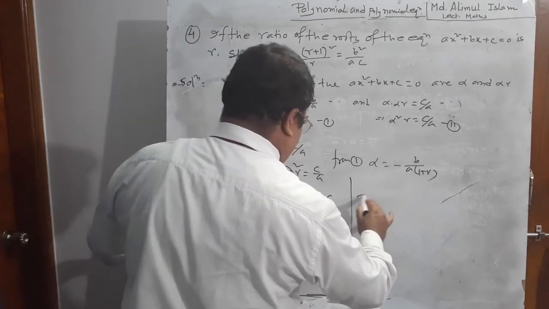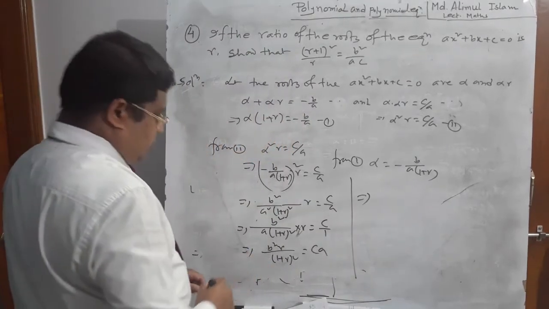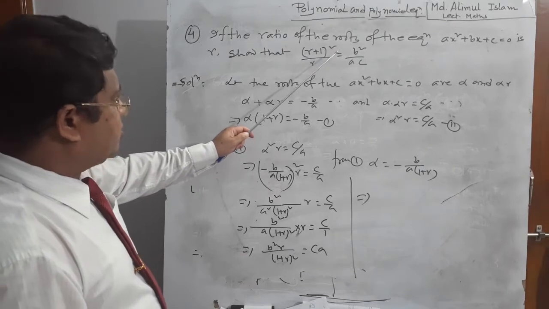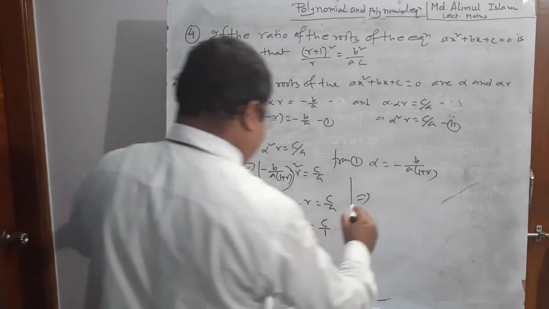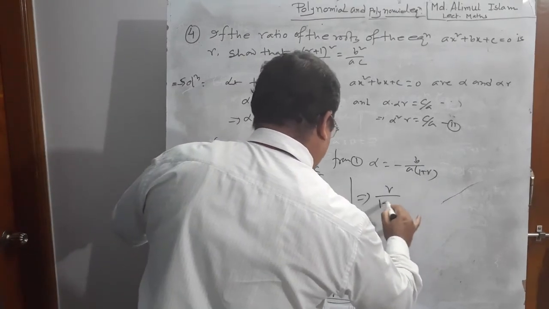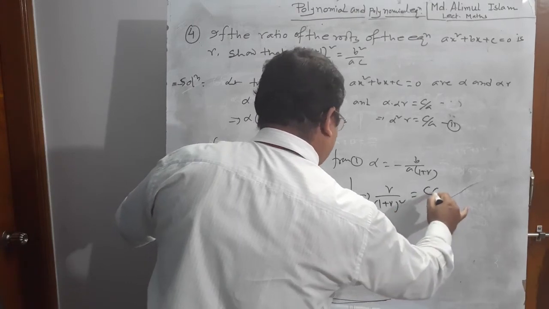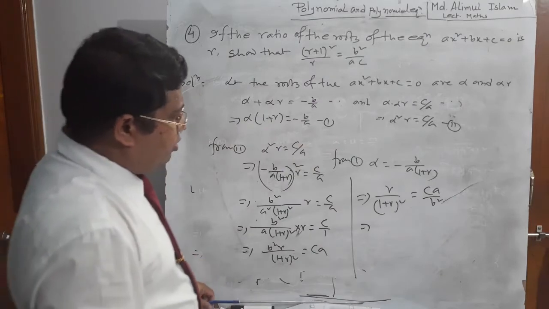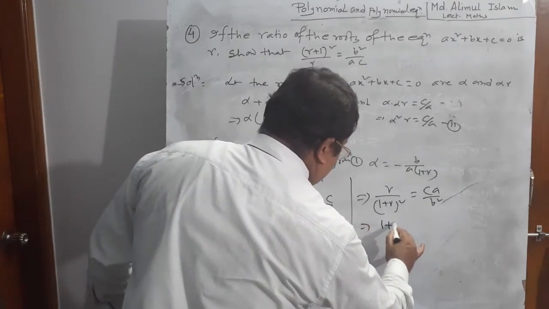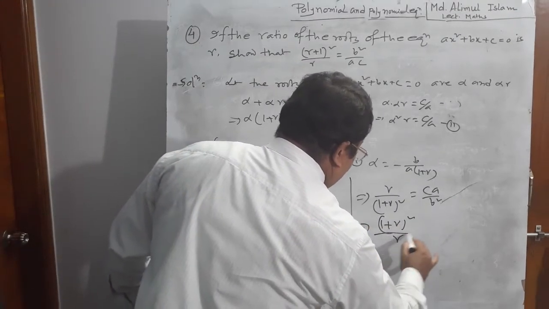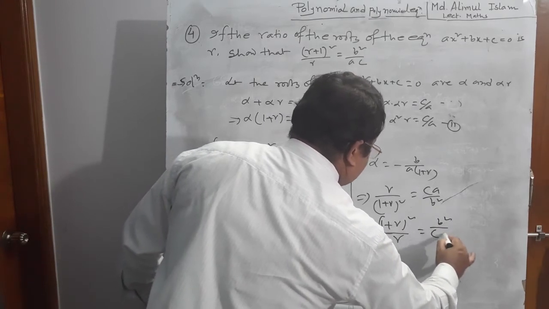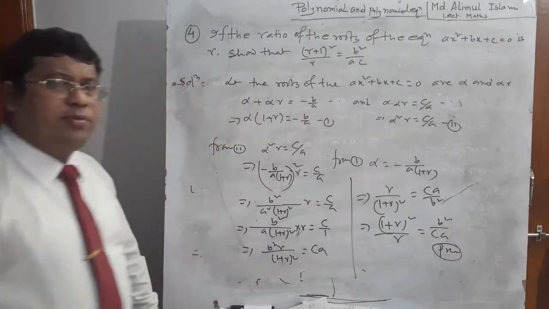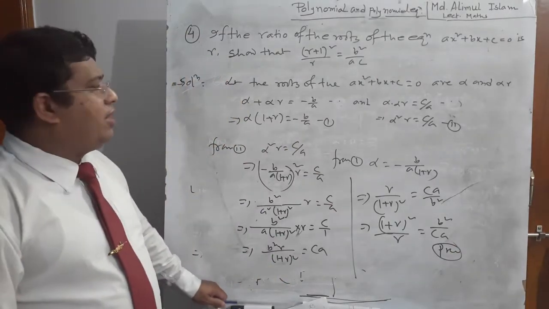You write in here, your proof is r plus 1 whole square divided by r is equal to b square by ac. You write 1 plus r whole square by r is equal to b square by ac. You change the position, alternative process, 1 plus r whole square by r is equal to b square by ac. Proved. Clear everybody? Very simple maths.